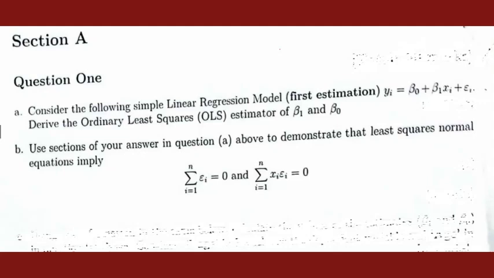In this video, we want to revise an examination question of A and B. Let's begin by working on A. Consider the following simple linear regression model. Derive the ordinary least squares estimator of beta 1 and beta 2. Then we also turn to B after working with A. Let's just turn to the board.